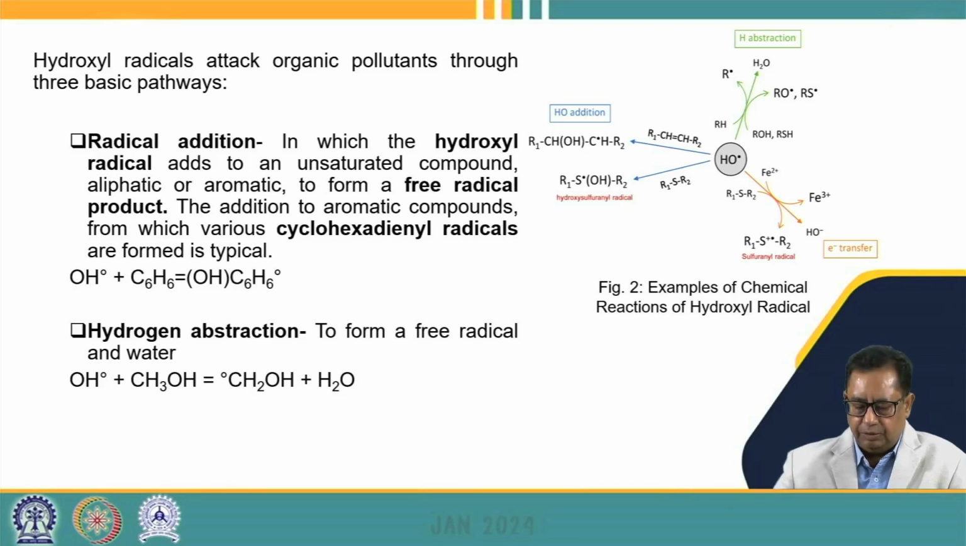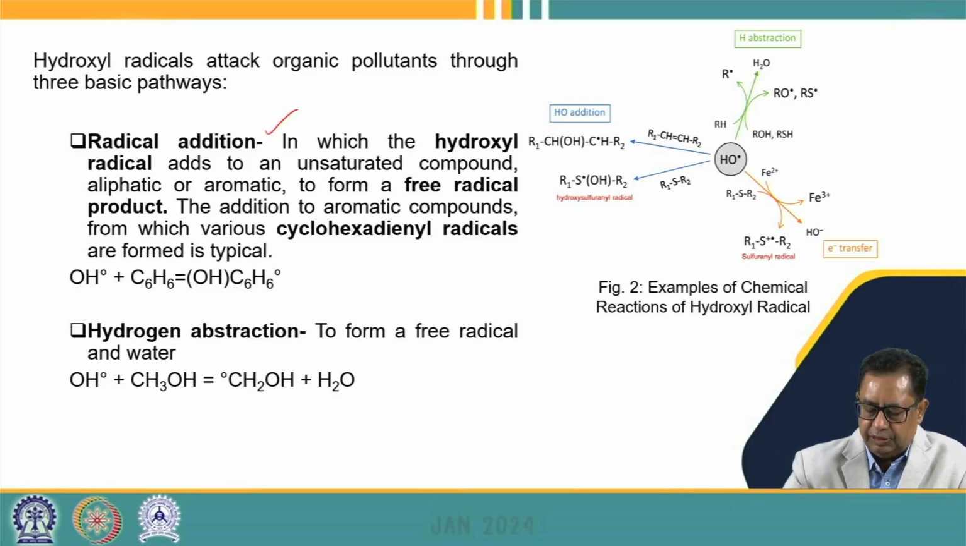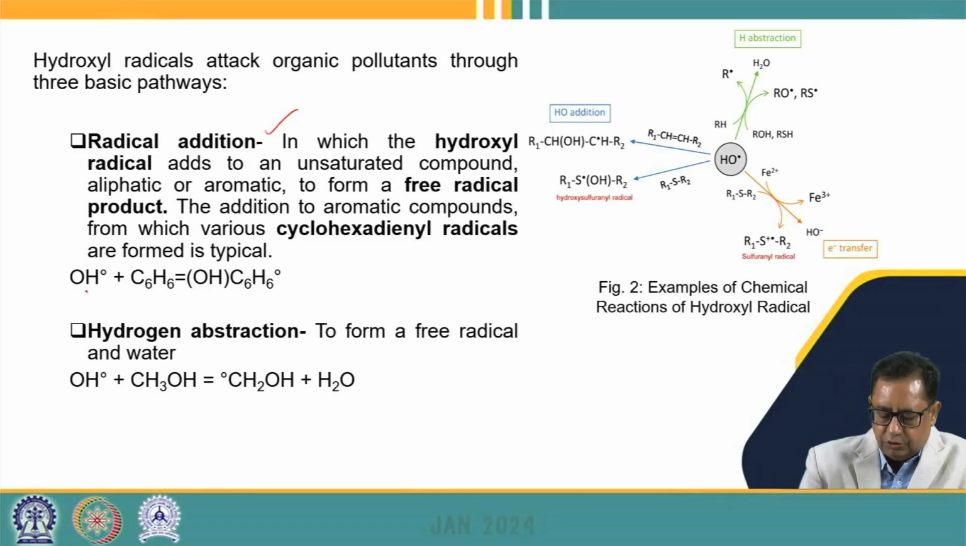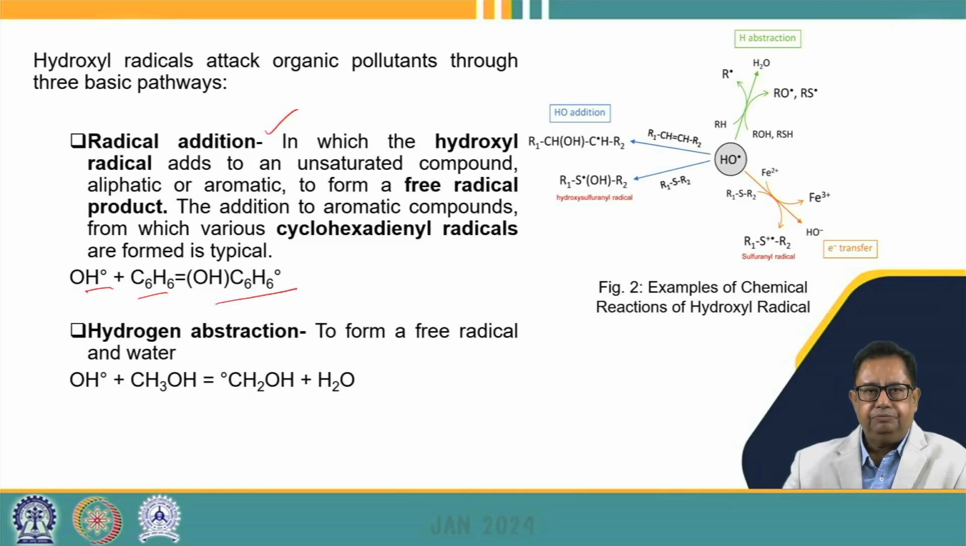So these are, for example, one of the pathways, the radical addition, where the hydroxyl radical adds to an unsaturated compound or aliphatic or aromatic compound to form a free radical product. Okay. So in addition, for example, suppose we are having the aromatic compounds, it can result in the formation of cyclohexadienyl radicals. For example, you can see this reaction that dot OH radical when reacting with benzene forms a cyclohexadienyl radical.